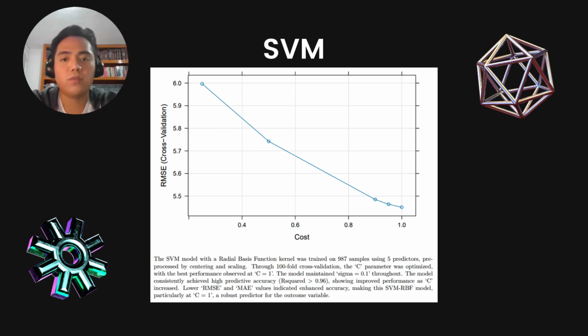For this 100-fold cross-validation, the C parameter was optimized with the best performance observed at C equal to 1. The model maintained a sigma equal to 0.1 throughout. The model consistently achieved a high performance accuracy with an R-squared of 96%, showing an improved performance as C increased. And the values indicated enhanced accuracy, making the support vector machine model, particularly at C equal to 1, a robust predictor for the outcome variable.